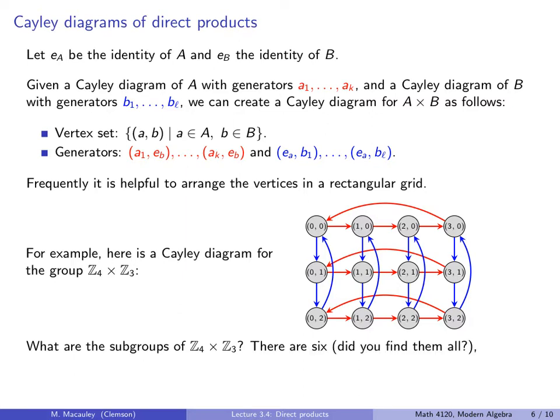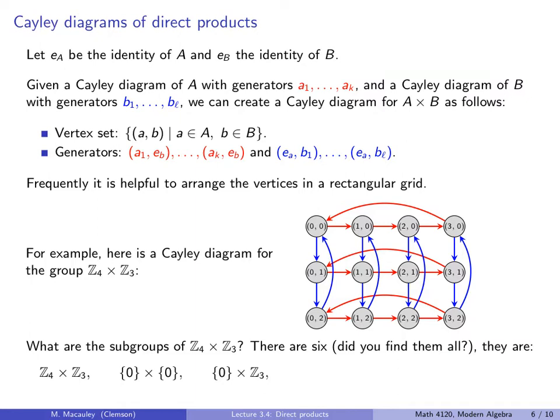Did you find them all? If not, I encourage you to pause the lecture and see if you can find a couple that you missed. So let me show you what they are. Of course, there's the entire group, Z4 cross Z3. That's always a subgroup of any group. There's the trivial group. You can think of it as the element 0, 0, or you can think of it as this subgroup of Z4 cross this subgroup of Z3.